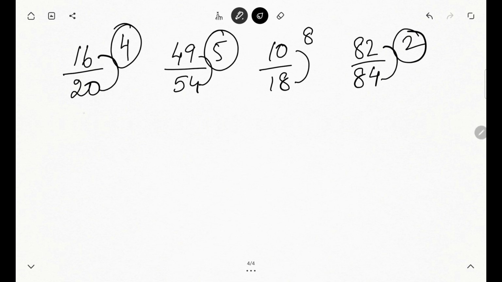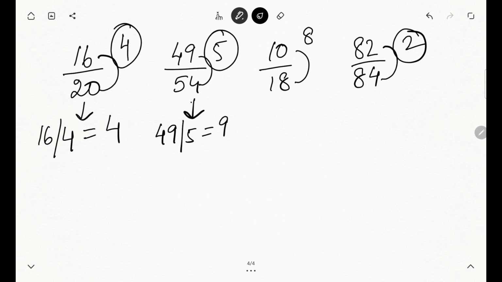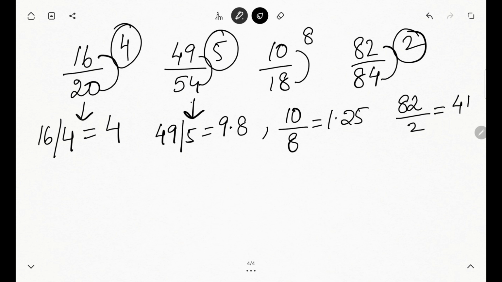In this case, I divide 16 by 4 and I get 4. Here I divide 49 by 5 and I get 9.8. Here I divide 10 by 8 and I get 1.25, and here I divide 82 by 2 and I get 41.